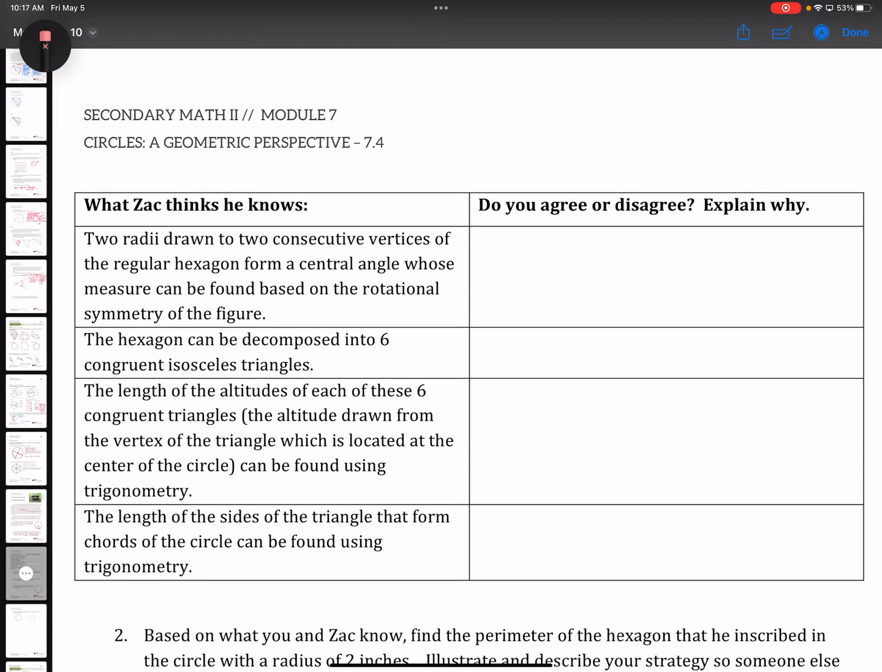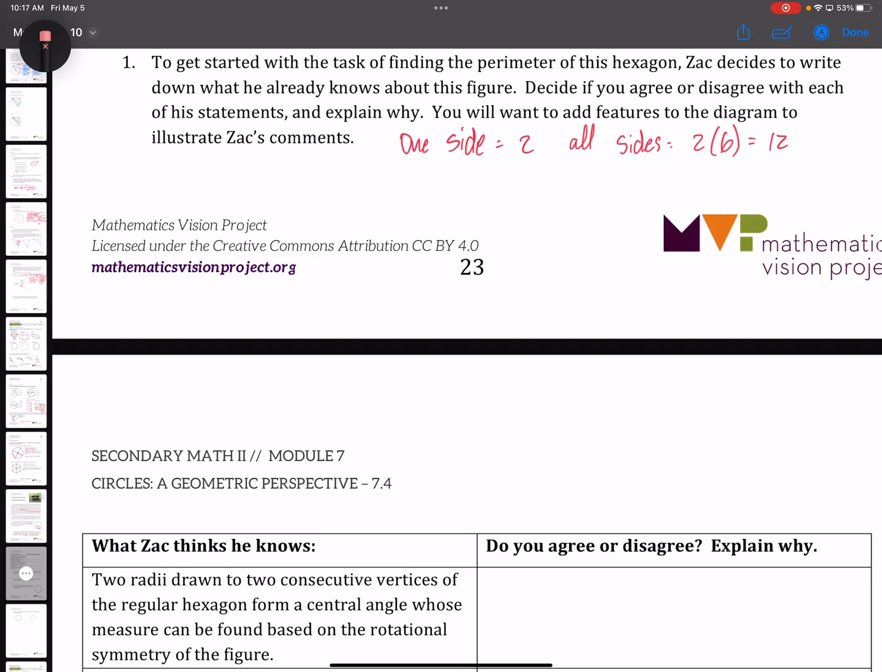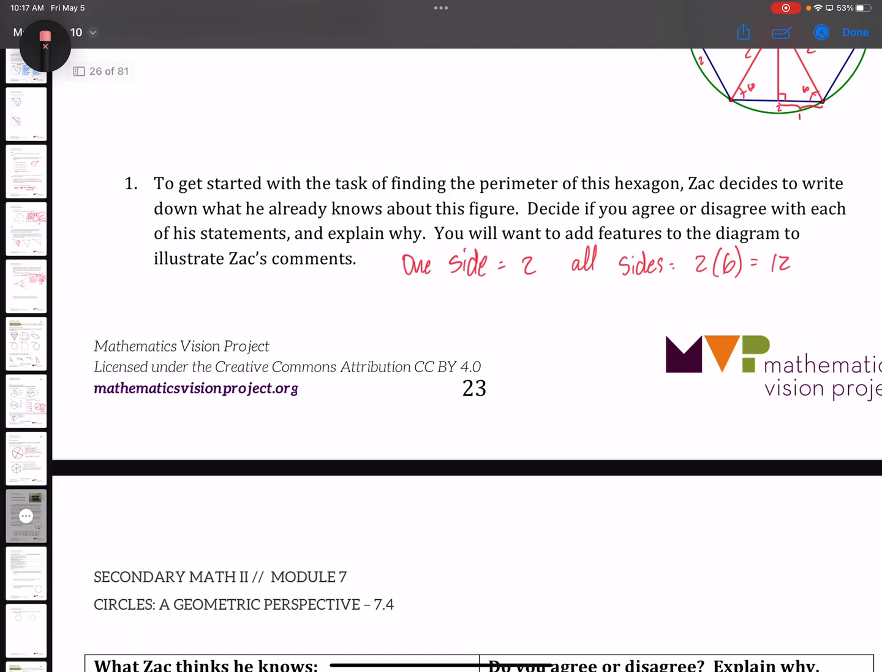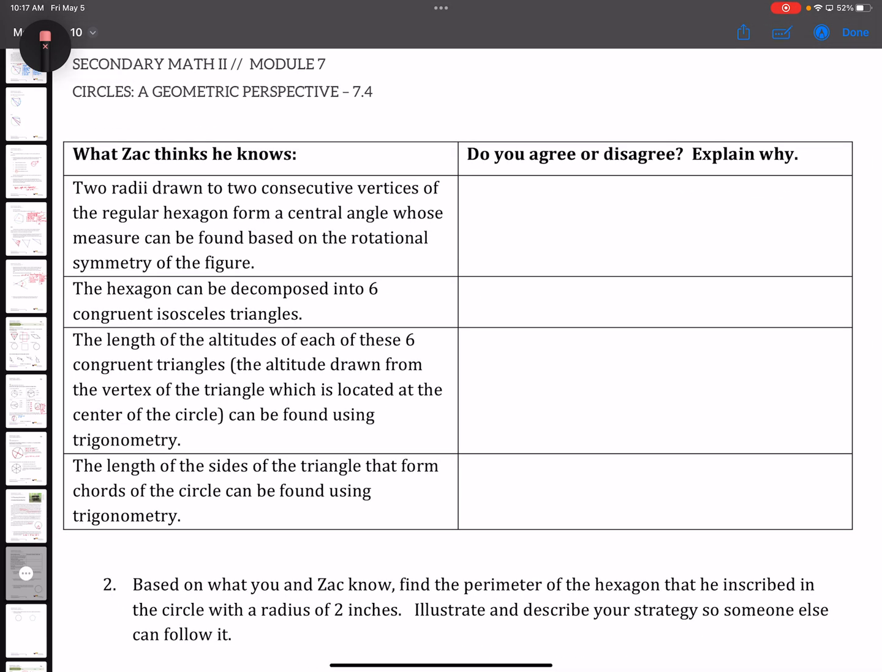Within 4 minutes, we're going to go through here. We kind of talked through some stuff already. What were we supposed to find first? The perimeter, but not the perimeter. We were supposed to decide if we disagree or agree with these statements. So, let's go ahead and retroactively do that now.